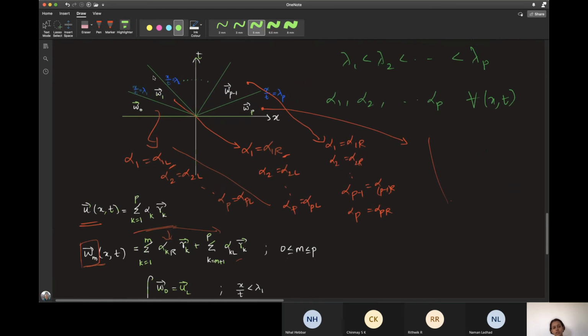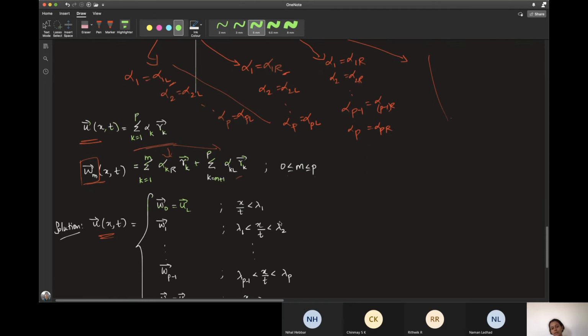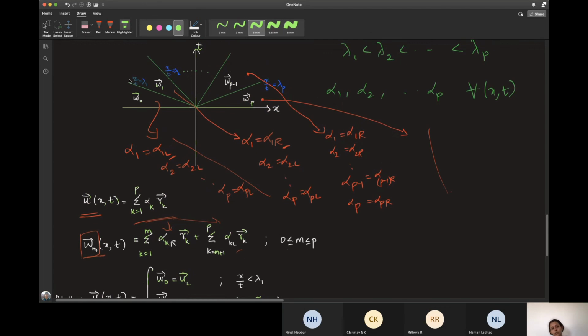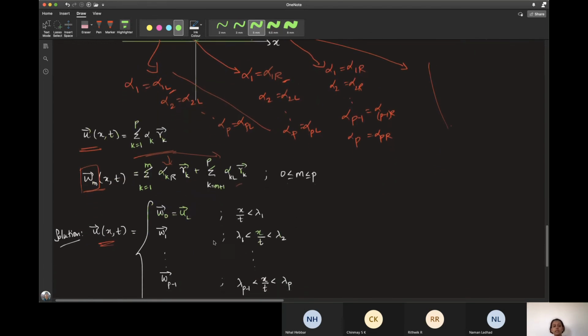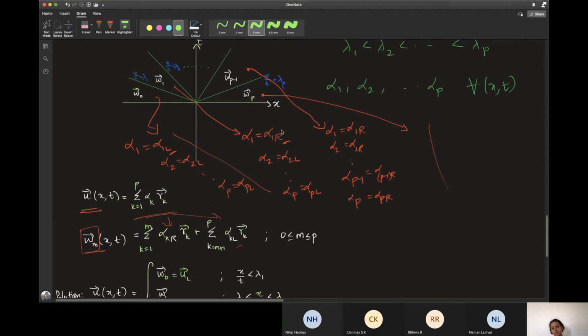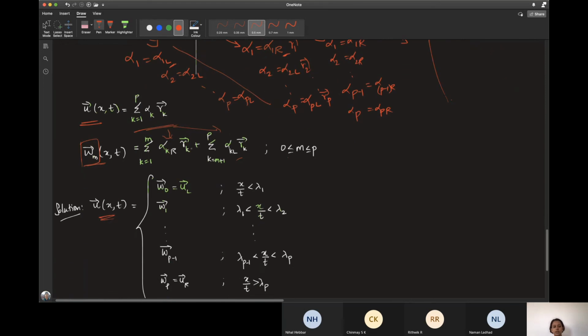And W1 is the region where x by t now lies between lambda 1 and lambda 2. So this is your region now. In this region, your solution is W1, which is the summation of these things, and each of these will be multiplied by R1 vectors correspondingly. Multiply each of these with these vectors, add them, and then this becomes your solution in this region.